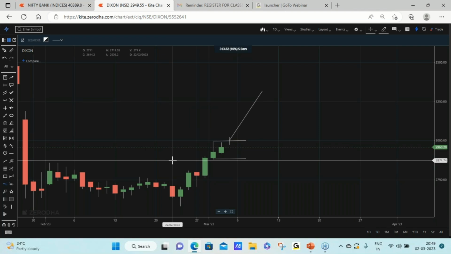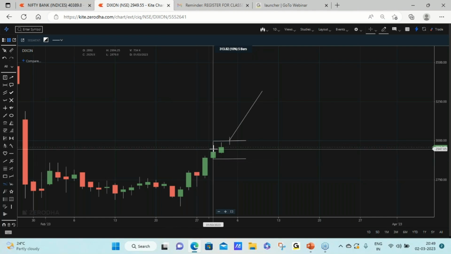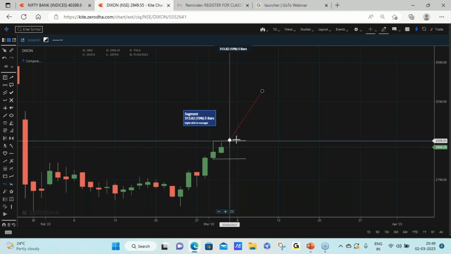Okay. So just drop a message in the group whenever the high of this is reached. What is the high of this mother candle? 2994 approximately. We'll take it as 2994.3. If this is breached, then there will be a beautiful move here.